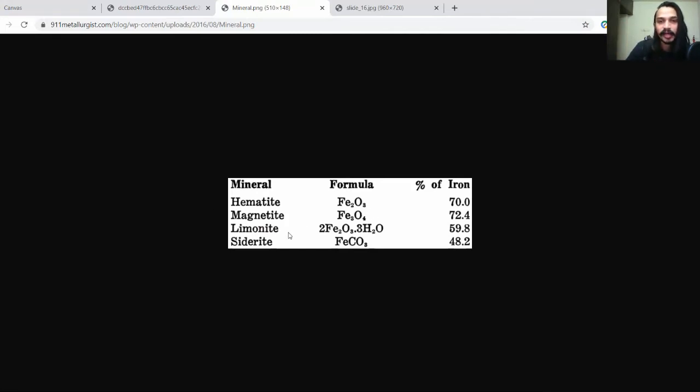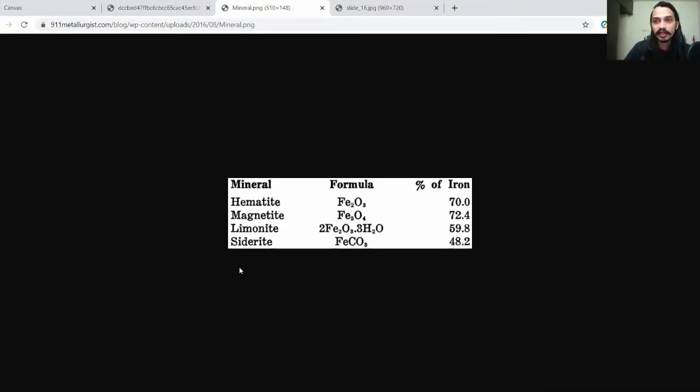If you talk about magnetite, this is Fe3O4. It's a different formula, and it has 72.4% of iron. This limonite, which is Fe2O3.3H2O, 59.8% iron. Siderite, that is nothing but iron carbonate, and that is 48.2% of iron by weight. Means a little less than half of it is iron. The rest half is just carbon and oxygen.